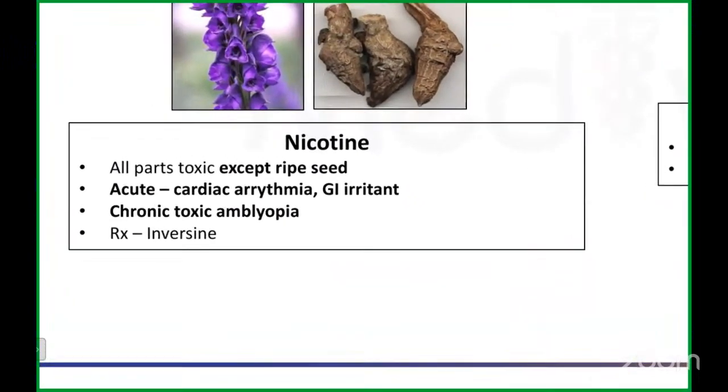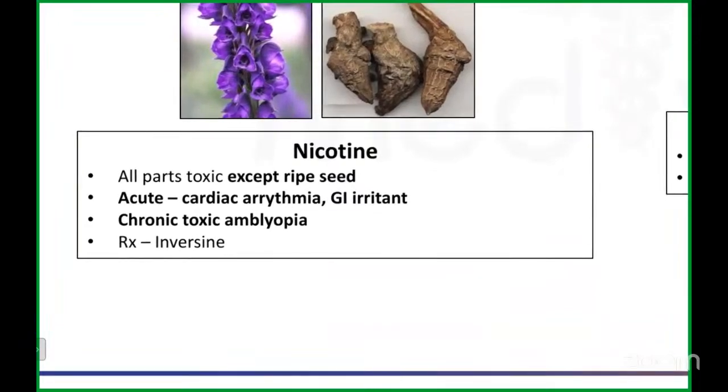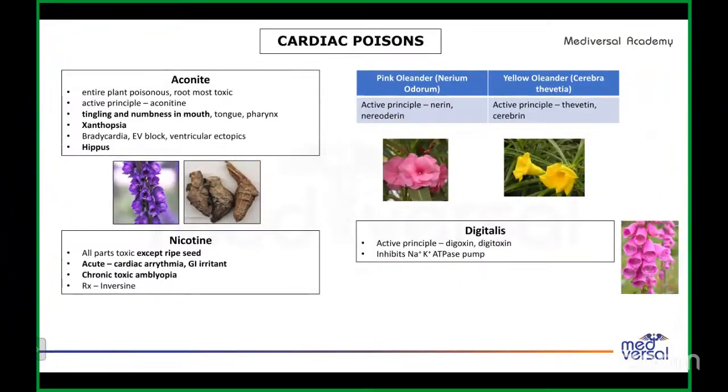Nicotine: all parts are toxic except the ripe seed. In acute phases, it can cause cardiac arrhythmia. It can act as a GI irritant. In chronic poisoning, it can cause something called toxic amblyopia. The treatment, this is something which has been newly added: Inversin is a drug which has been found to act as an antidote to nicotine poisoning.